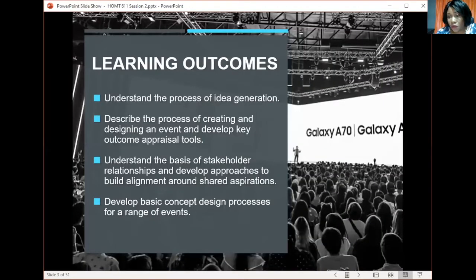As usual, by the end of the session, there are certain outcomes that we hope to have achieved. The first is that you will understand the process of idea generation. Secondly, to be able to describe the process of creating and designing an event, and developing key outcome appraisal tools. Also, you'll understand the basis of stakeholder relationships and develop approaches to build alignment around shared aspirations between yourself as the event professional, in the capacity of creator and designer, and the stakeholders you are working with. Finally, you'll be able to develop basic concept design processes for a range of events. So these are the learning outcomes you hope to achieve.